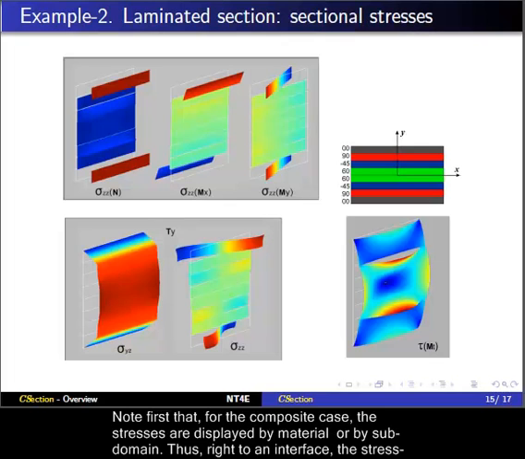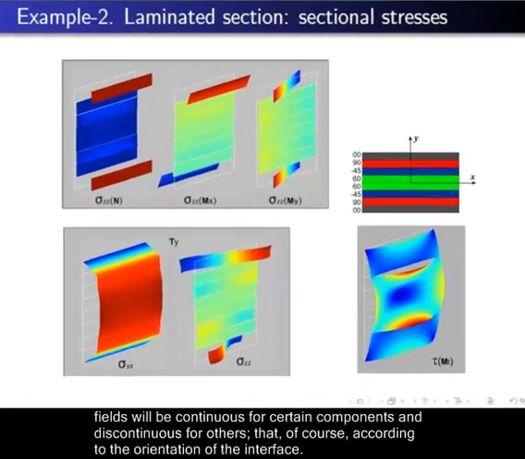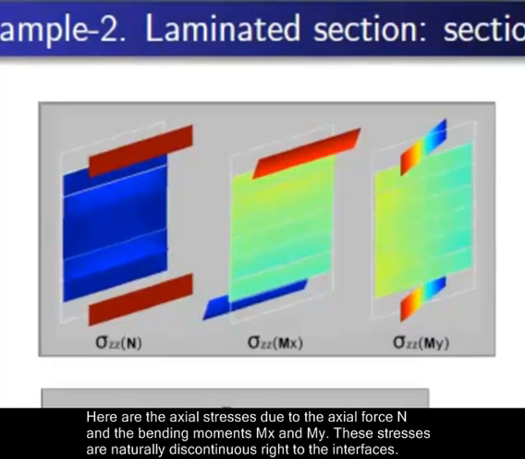Note first that for the composite case, the stresses are displayed by material or by subdomain. Thus, right to an interface, the stress fields will be continuous for certain components and discontinuous for others, of course according to the orientation of the interface. Here are the axial stresses associated to the axial force and the bending moments. These stresses are naturally discontinuous right to the interfaces.